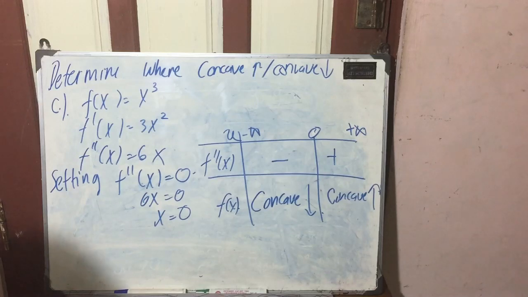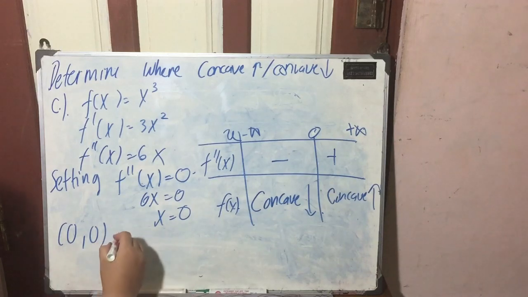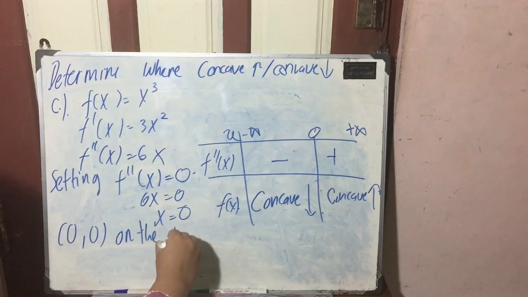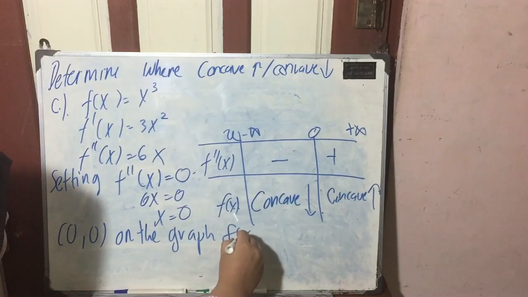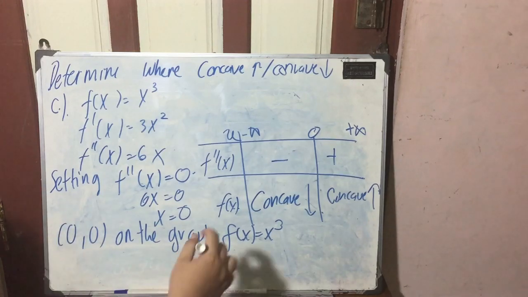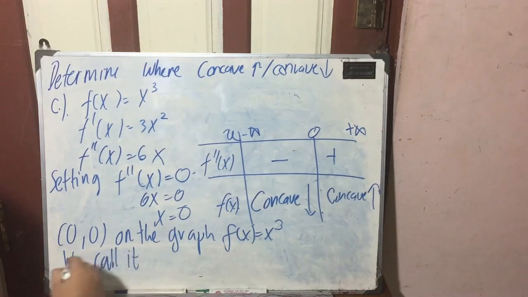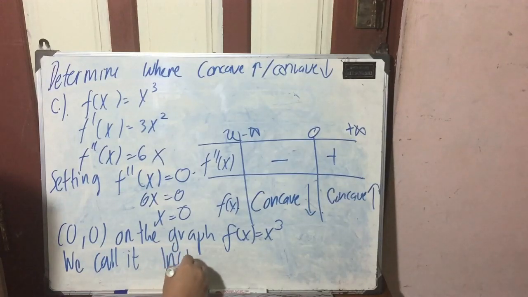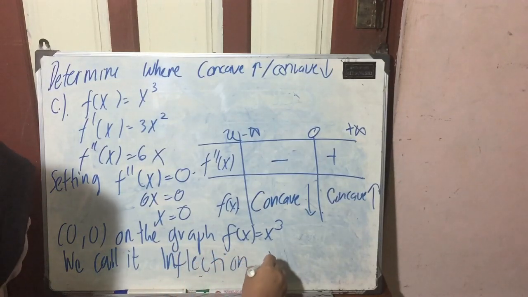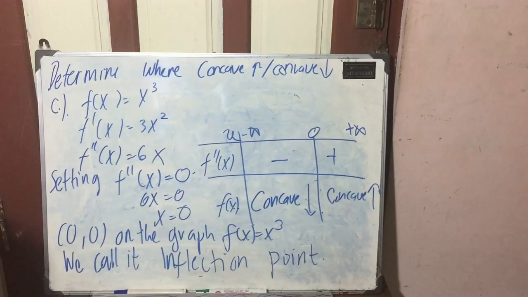From here, the point 0 on the graph of f(x) equals x to the power 3, where it goes from concave down to concave up, we call it an inflection point. Okay, everyone? I will explain what an inflection point is after this.